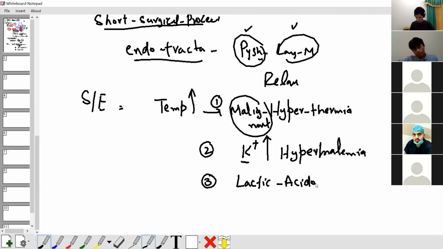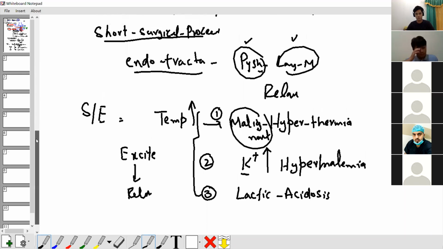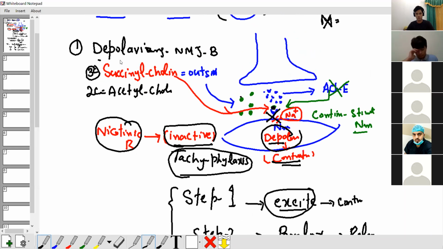The muscle releases lactic acid. Why does this happen? Because this drug first excites the muscle. Understand? Strong excitation, then relaxation. In step one, doing what? Excite, depolarize. That's why this group is known as depolarizing neuromuscular junction blockers. They first depolarize the muscle, then the muscle fully relaxes. Then there's no more response, and the muscle is paralyzed.